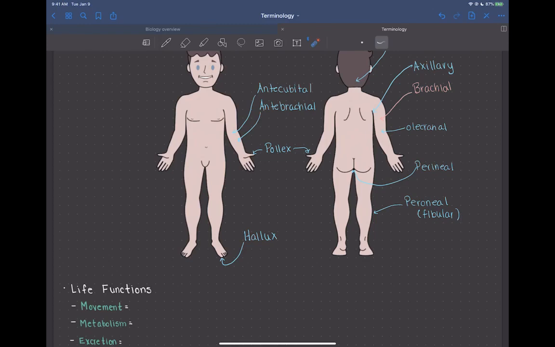I think a lot of the others are pretty straightforward. So sural is a term you probably never heard of, but it's pretty straightforward. It just refers to the calf, so that whole calf region. Crural would be kind of the opposite. It would refer to your shins, so the front of your leg.